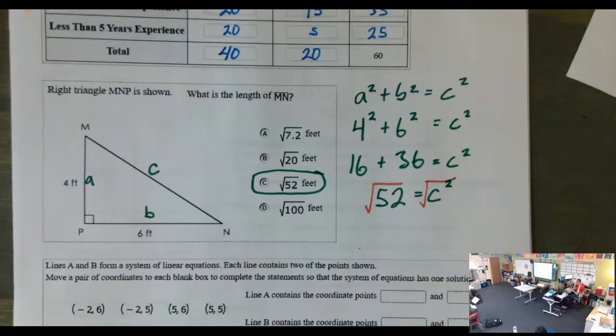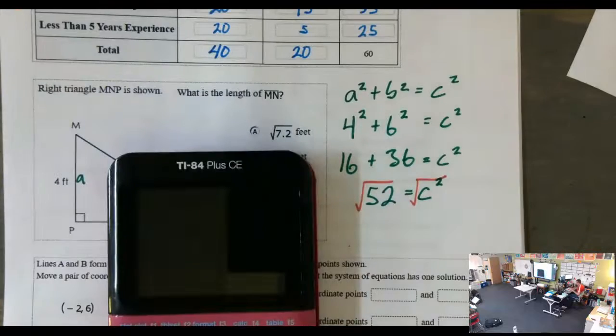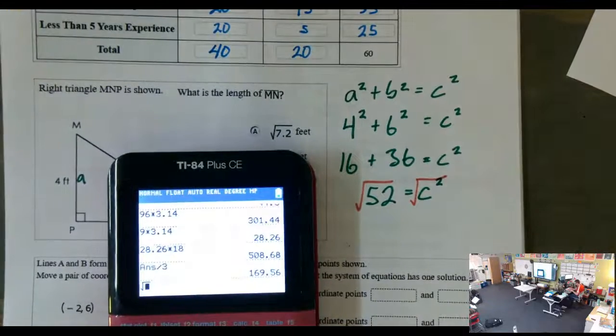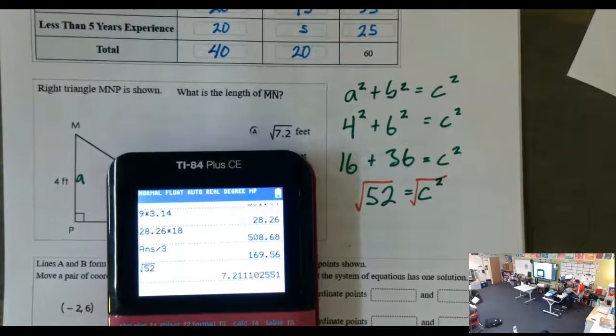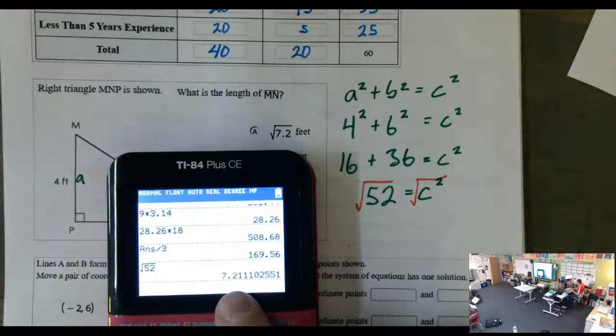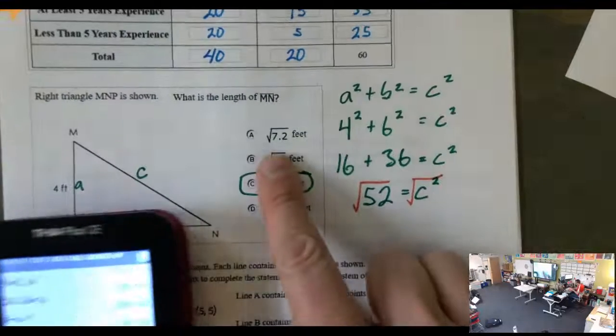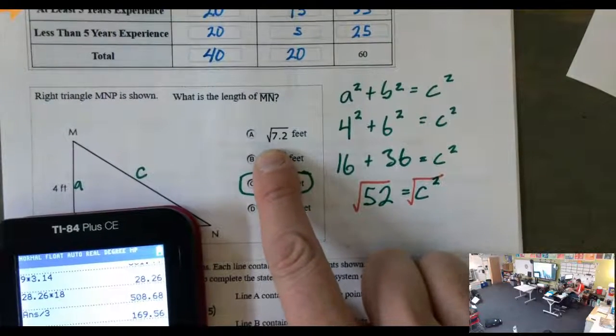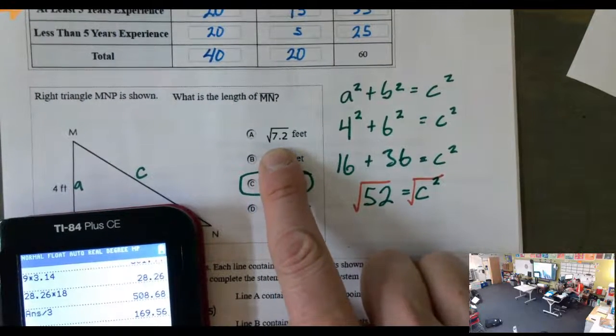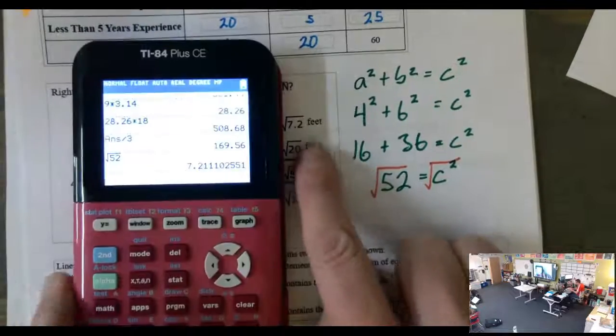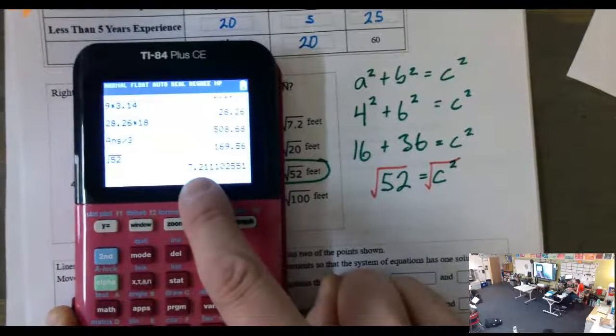Guys, I'm on your team, right? I do not make this state test. I do not even agree with you having to take it, but I want to warn you about the trapdoors. If I do radical 52, I get 7.2, but that does not mean that your answer is A, because that's radical 7.2, which is different than just the number 7.2.